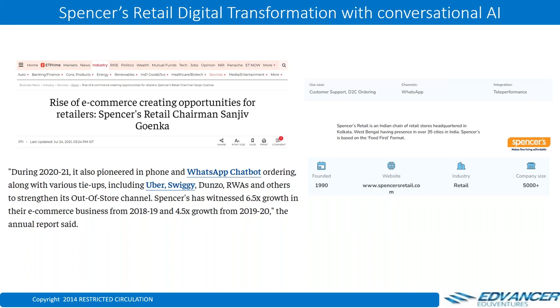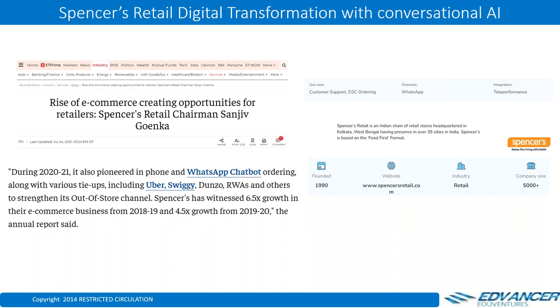So the first case study is of the retail industry. Spencer is one of the leading retail companies in India, just like JioMart, and then you had Big Bazaar, and then now Amazon, and Flipkart. So Spencer is a Kolkata-based company, Goenka Group, I think it's the Goenka Group from Kolkata. And recently it acquired Nature's Basket as well. You would have seen Nature's Basket. It was with Godrej, and then they acquired Nature's Basket. It deals with organic stuff, where you get more premium items.